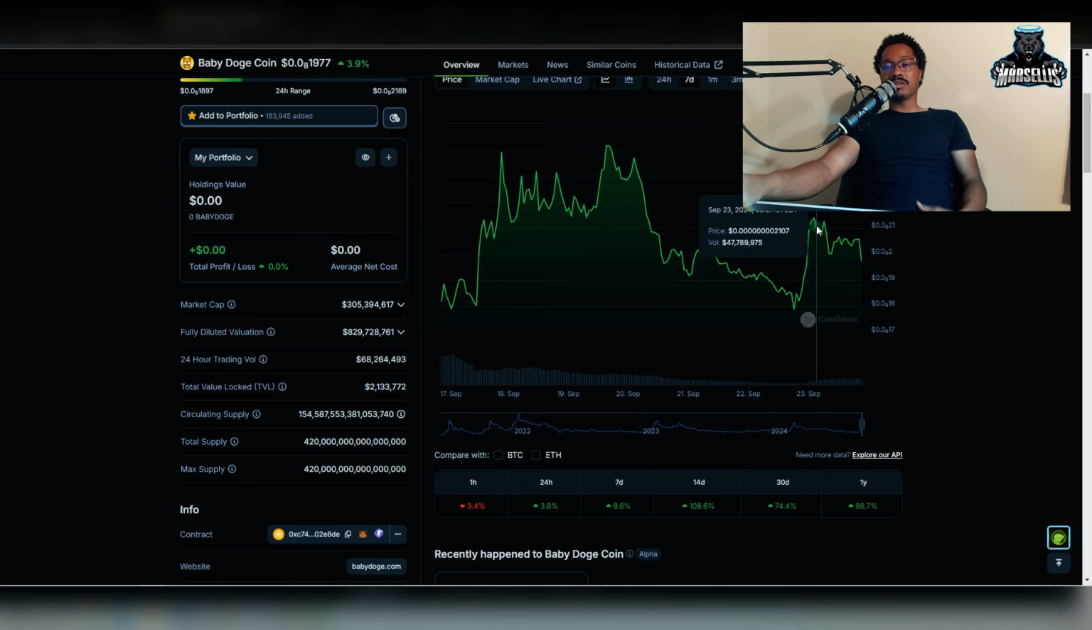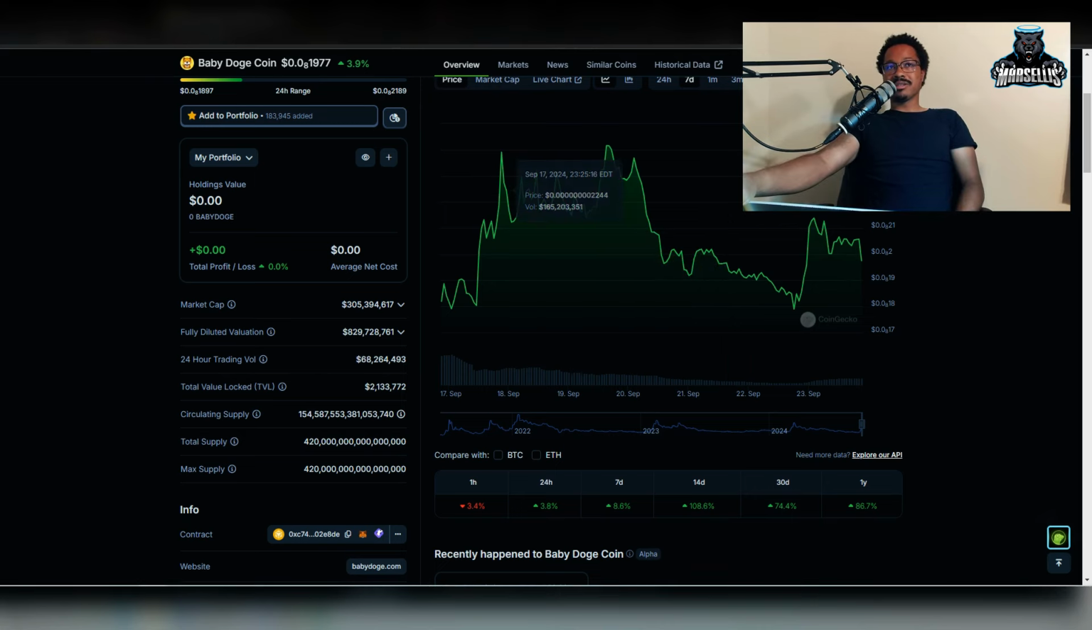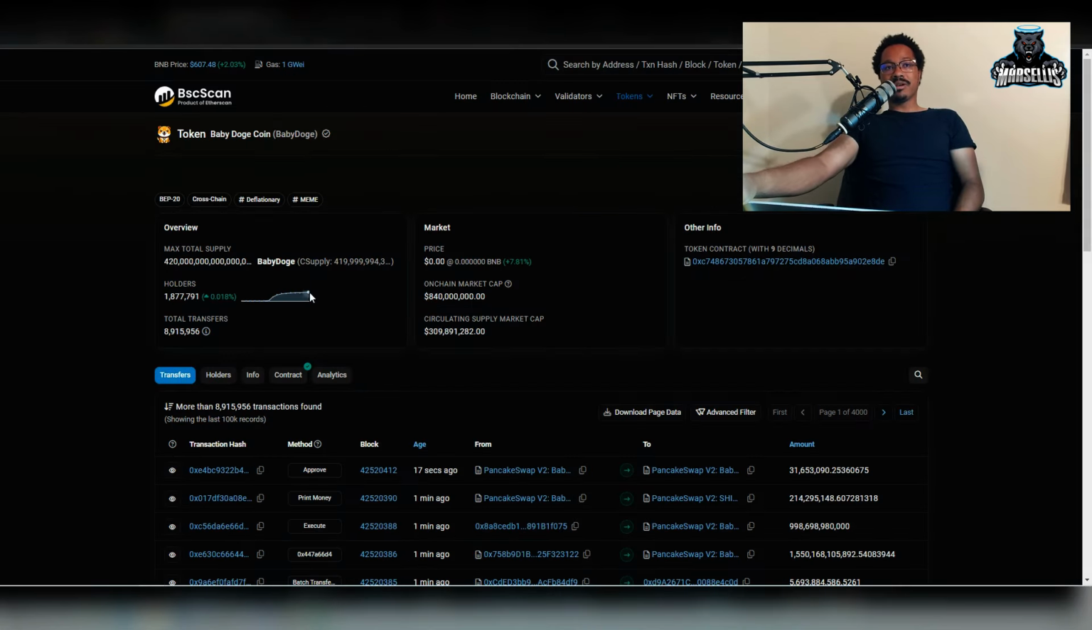That just shows how much Baby Doge has grown just getting listed on the Binance. Now our average trading volume is higher than it ever has been before. So that is always a good thing to see. As for our holders, we're still increasing in holders. Now at 1,877,791 holders. So that's good as well. Almost 8,000 holders up since we got listed onto Binance.